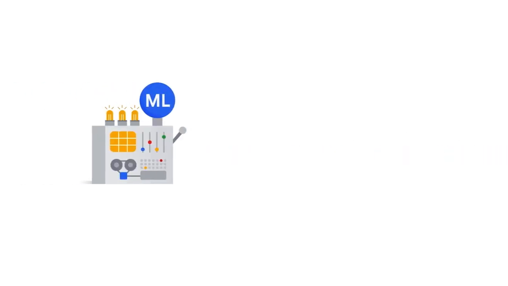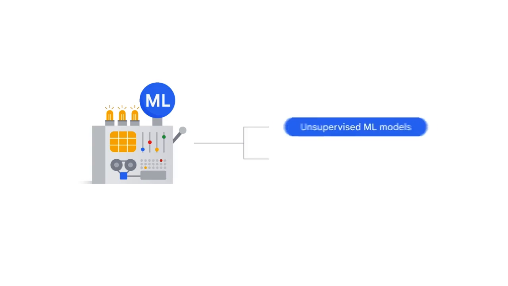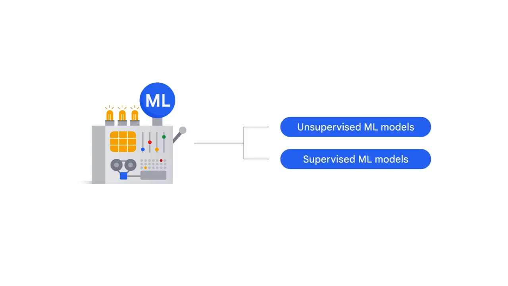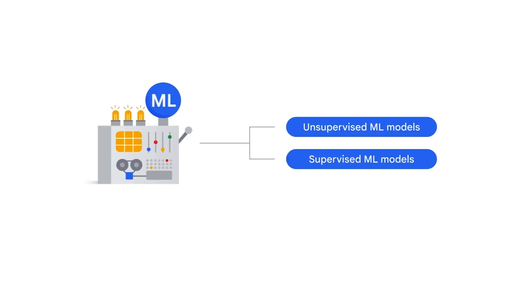Two of the most common classes of machine learning models are unsupervised and supervised ML models. The key difference between the two is that with supervised models, we have labels. Labeled data is data that comes with a tag, like a name, a type, or a number. Unlabeled data is data that comes with no tag.